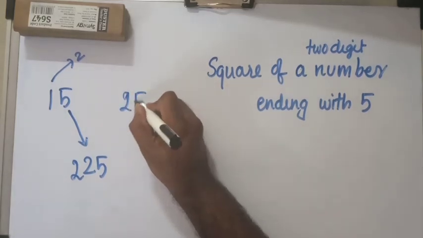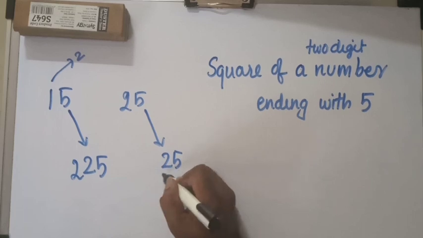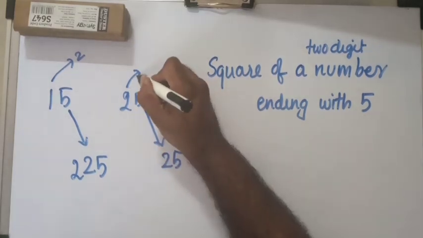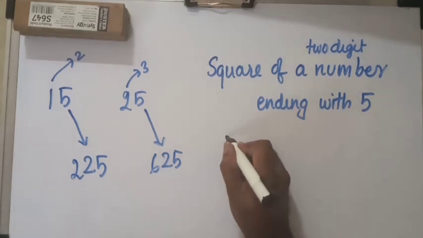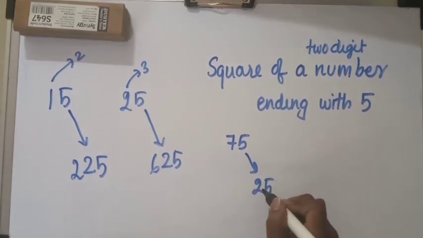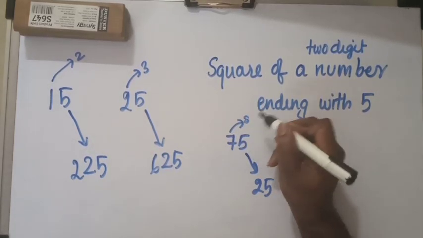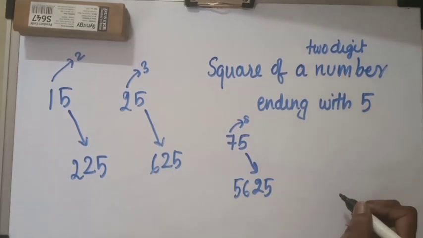Say if it is 25. So 5 square is 25, you write this. The first digits will be, the number next to 2 is 3. 3 2s are 6. 625. Say if the number is 75. I'll write 25 here. The number next to 7 is 8. 7 8s are 56. So the answer is 5625.